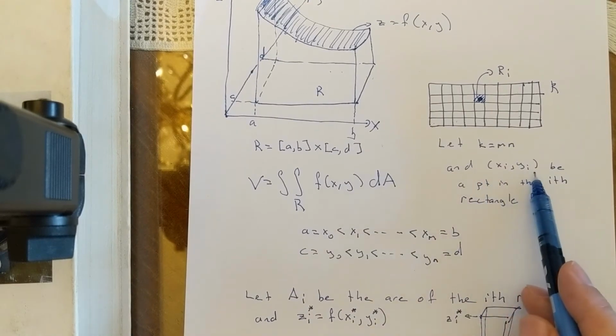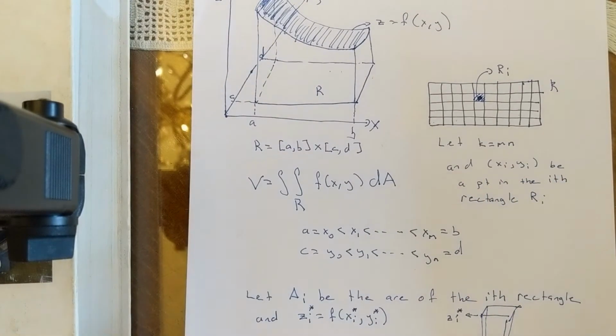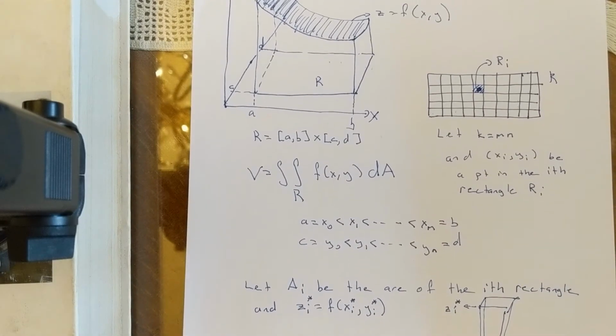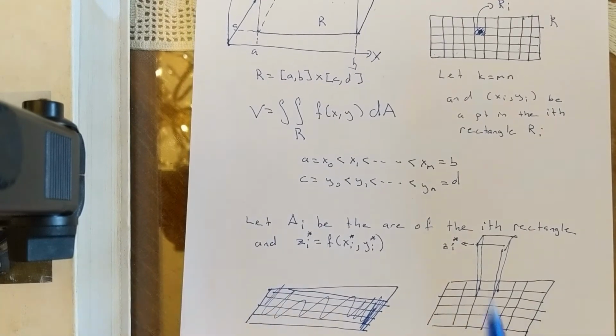Let's call that x sub I, y sub I. The only property is you can pick it as low as you like. You can pick whatever point you would like, as long as it's in the ith rectangle. Okay, so here is our setup.